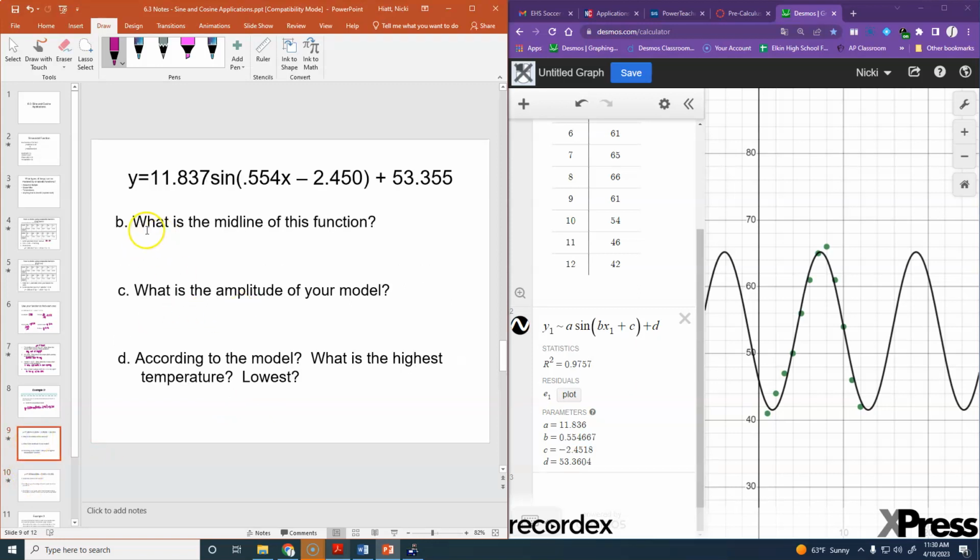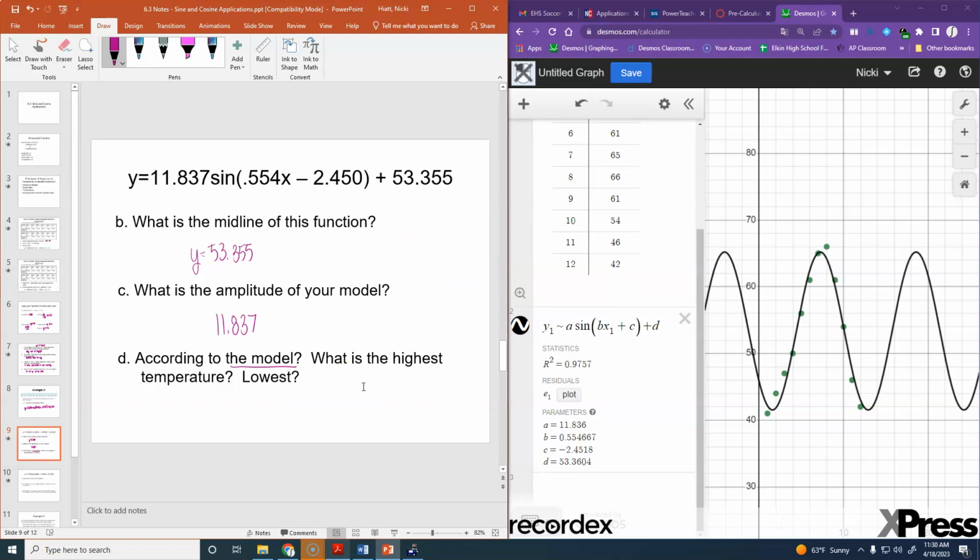Okay, yeah. The midline of this function is going to be y equals 53.360, that's 11.355, that's your average temperature. Your amplitude is 11.837. So when it asks for according to the model, that means your equation, not your table, but your equation. It wants to know the highest and the lowest temperatures.